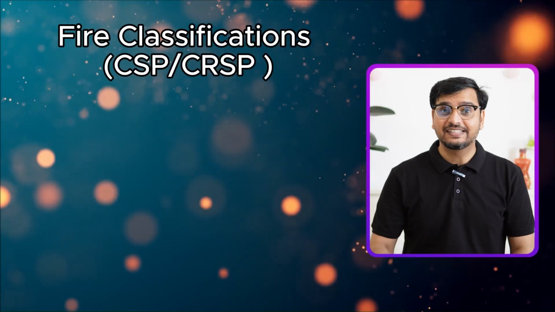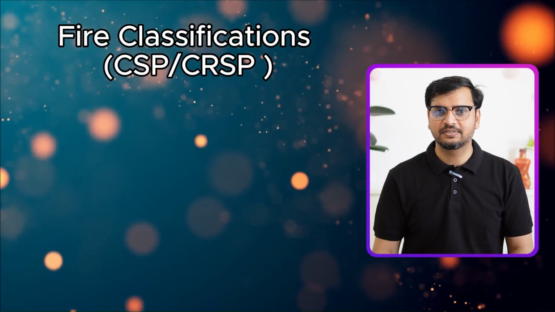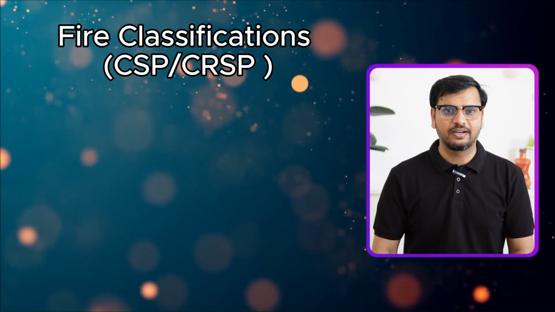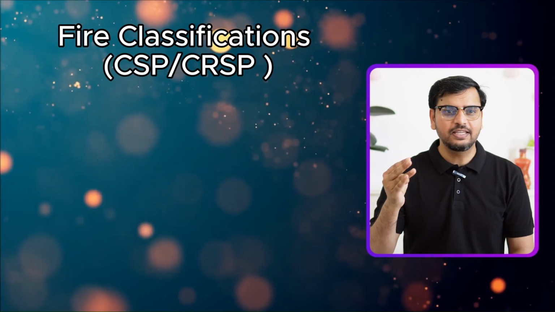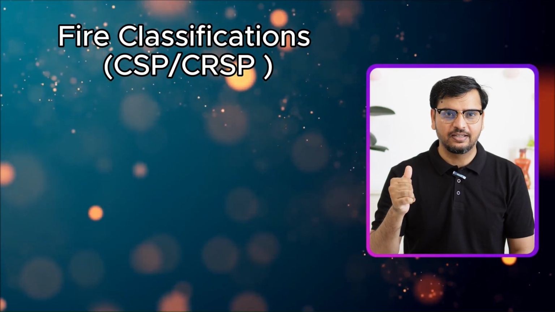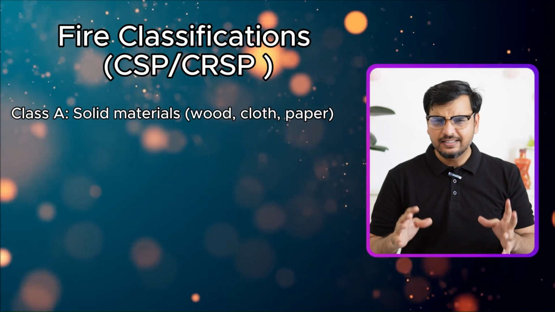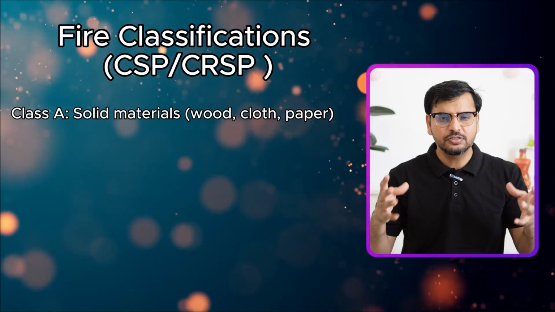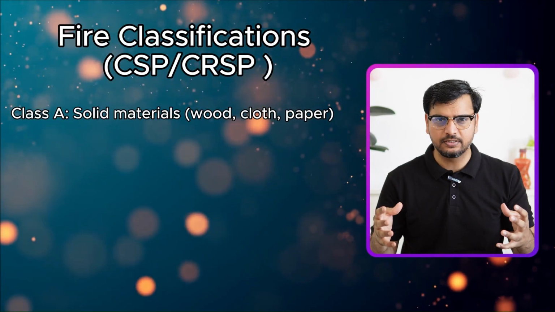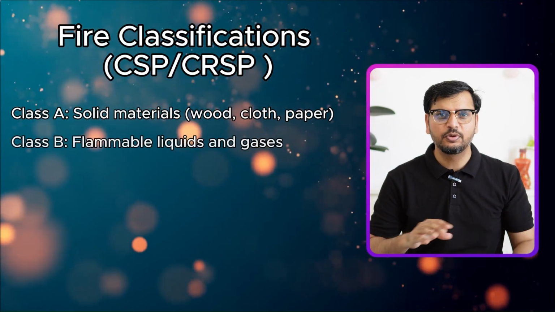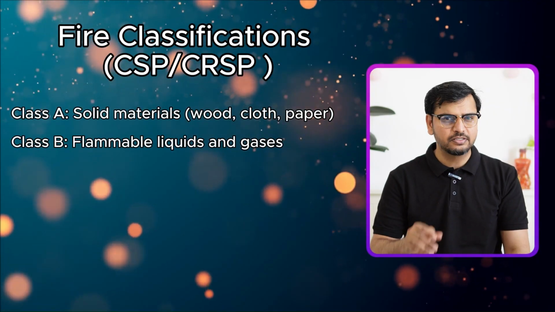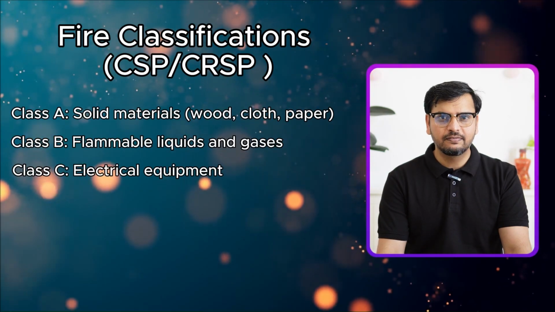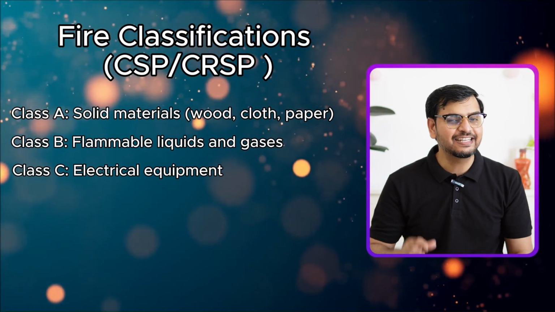Now let's look at CSP and CRSP fire types. According to the National Fire Protection Association, fire can be classified as Class A, B, C, D or K. Let's start with Class A. These are your everyday combustibles like wood, paper, plastic, the things you might find around your home or workplace. Next one is Class B. Moving into flammable liquids and gases, remember it's not just liquid like the NEBOSH, IOSH classification, it is liquids and gases.